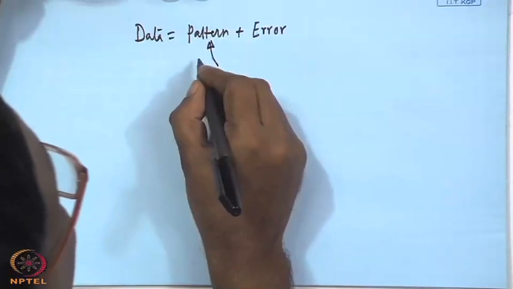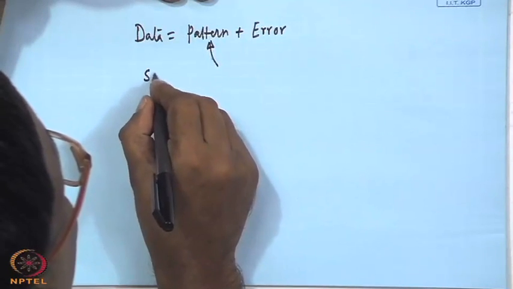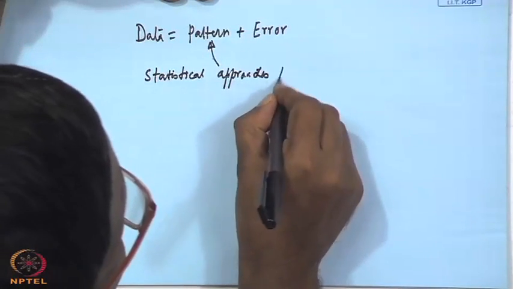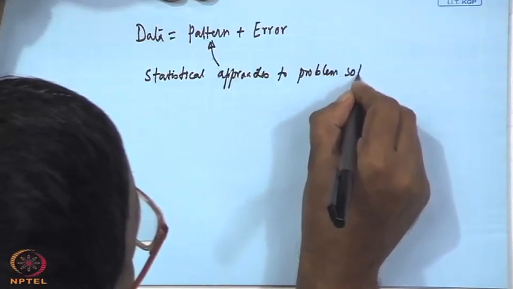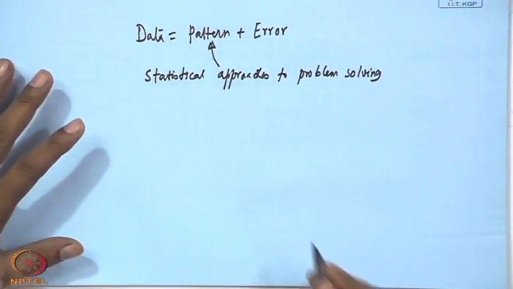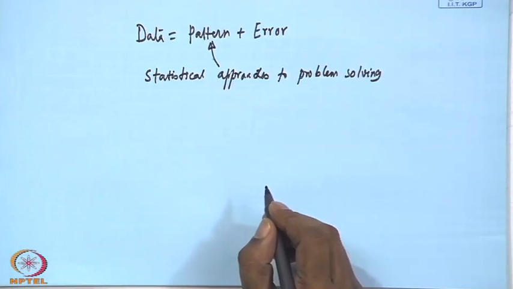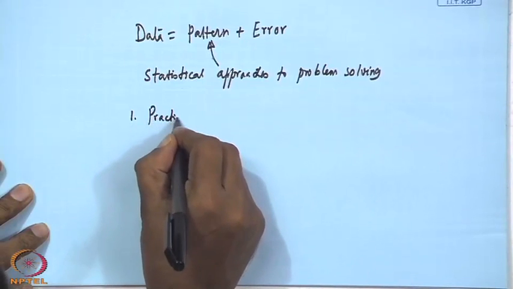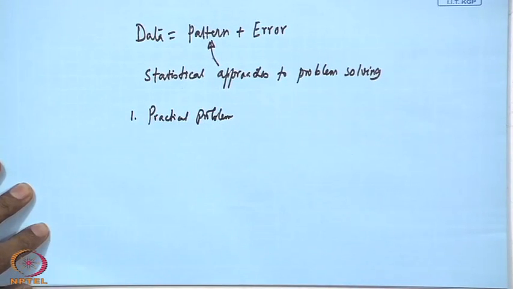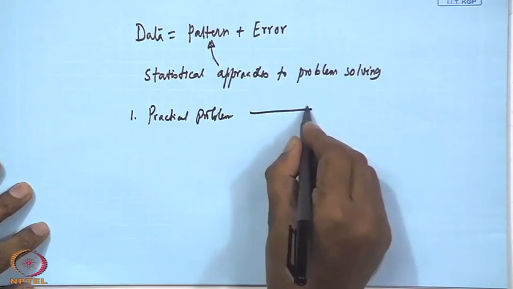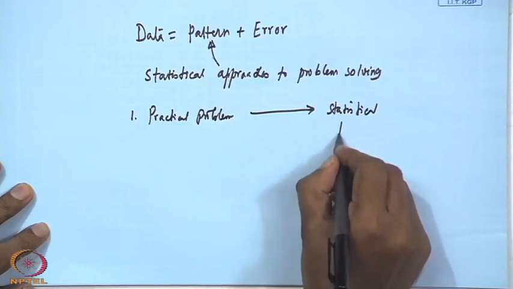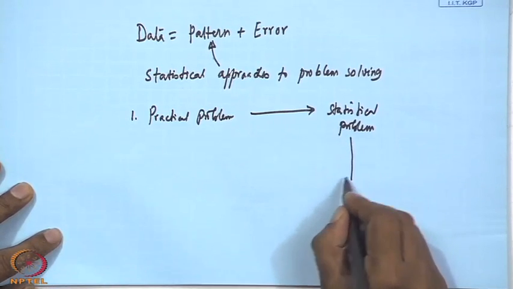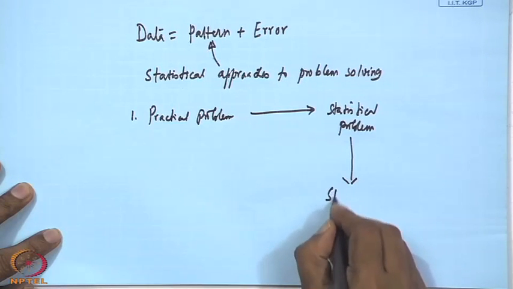So, with respect to this we will discuss now the statistical approaches to problem solving. If you see the slide, here we will start with a practical problem, then this practical problem will be converted to a statistical problem, and the statistical problem will help us to generate a statistical solution.